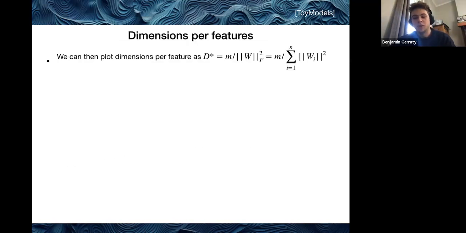Okay, so we're now going to think about this quantity D star as dimensions per feature. So if we're embedding n features into an m dimensional space, we would expect the number of dimensions we've embedded per feature to be just the ratio of the dimension we're embedding into, m, divided by the number of features, which we're going to think of as the sum of the columns, or the Frobenius norm squared.